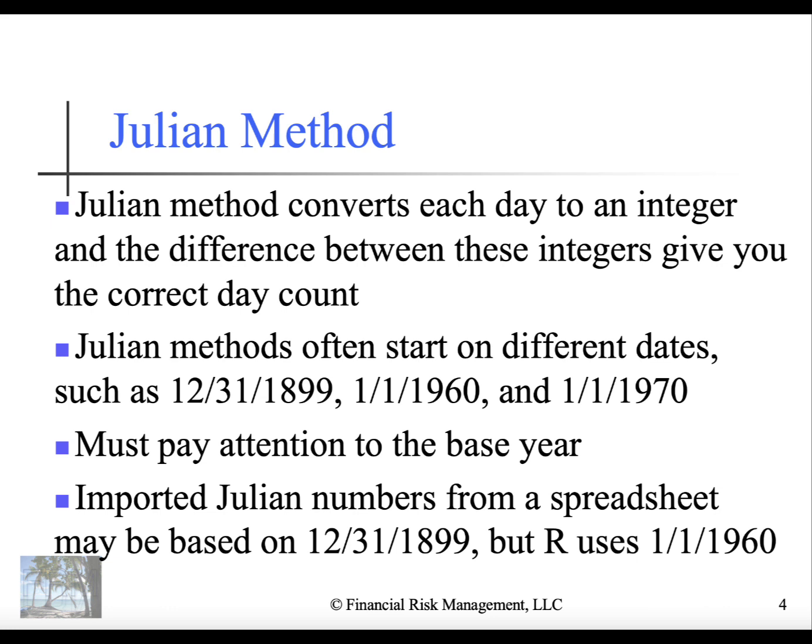The frequent mistake made with R coding is you import data from a spreadsheet. It's based on a December 31st, 1899 date, and then once you're in R, if you're calculating dates, you're going to be off by 60 or 70 years. So you have to pay attention to the base year. This is a recurring challenge for quantitative analysts, making sure your Julian calculations are consistent across your entire platform.